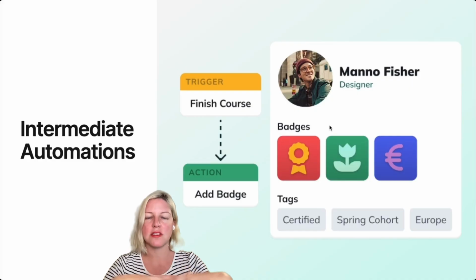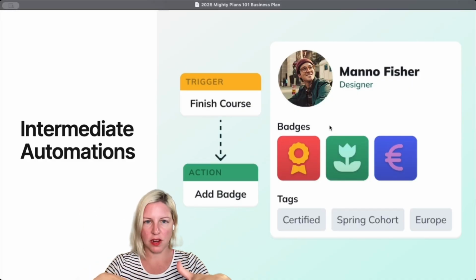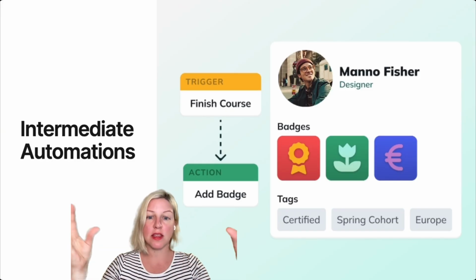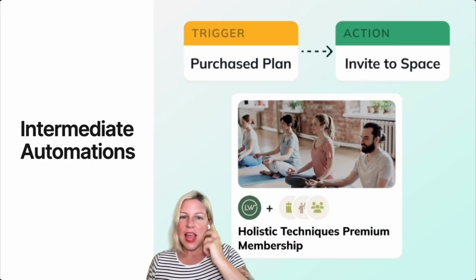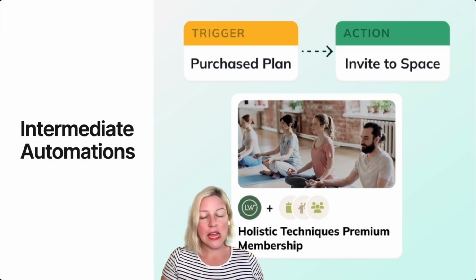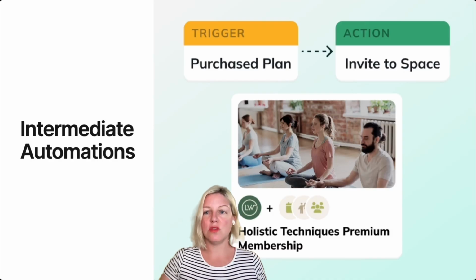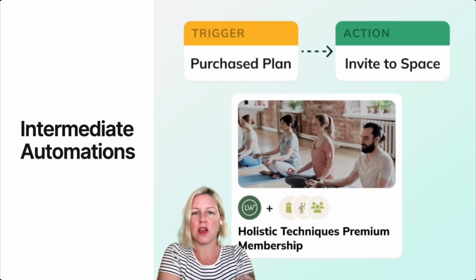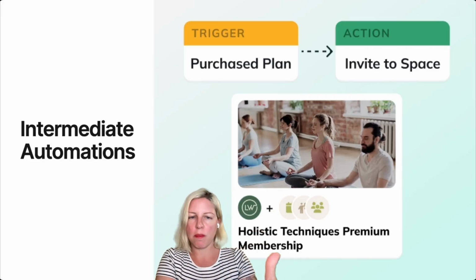So a really simple one is if they finish a course, give them a badge, make them feel celebrated, give them a pop-up message saying great job with confetti. I love confetti. You can automate it on the business plan. And you can upsell. So when someone purchases a plan, you can invite them to a space. When someone joins a certain space, you can invite them to purchase the next plan. A lot of flexibility around welcoming, upselling, and doing it all automatically.